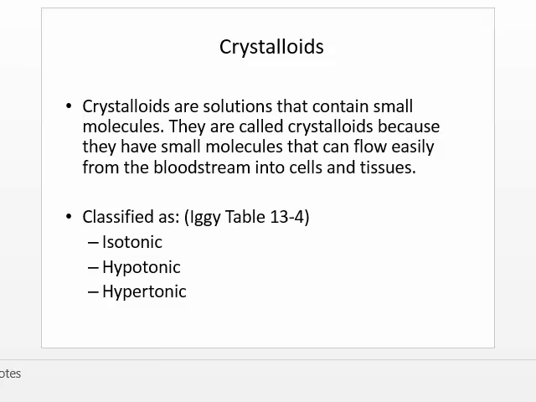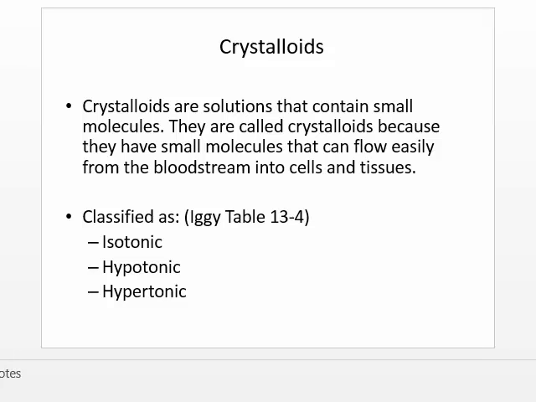So let's look at some of the things that are actually in the blood to help the homeostasis. We have crystalloids, and crystalloids are solutions that contain small molecules. They're called crystalloids because they have small molecules that can flow easily from the bloodstream into cells and tissues. So if you take a look in Iggy, it has a table that talks about isotonic, hypotonic, and hypertonic.